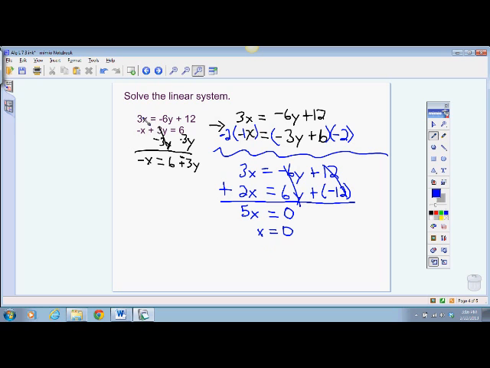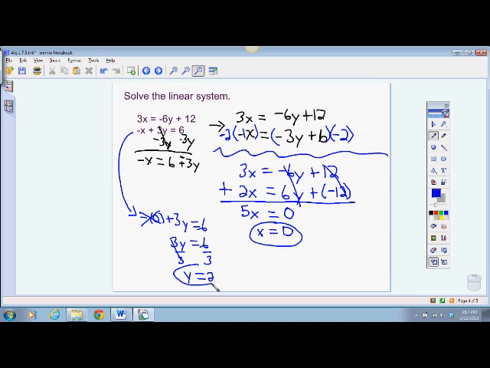Now, plug it back in. Doesn't matter which one you plug it into. I'm just going to pick the second one because that's where my x is almost by itself. And I'm going to take the 0 here and plug it in for x. So I'm going to say a negative 0, which hopefully we know what that means, plus 3y equals 6. That cancels out. So I have 3y equals 6. Divide both sides by 3, and we get y equals 2. So we have our solution, 0, 2.